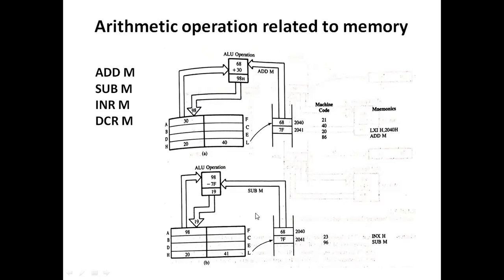Similarly, you have to subtract. So subtract M. So what it will do? It will subtract the content of memory, which memory whose address is present in the 2041. So the 2041 content is 7F. So 7F will be subtracted from the content of accumulator. That is 98 is subtracted from 7F to get the value 19. And this 19 will be stored in the accumulator.